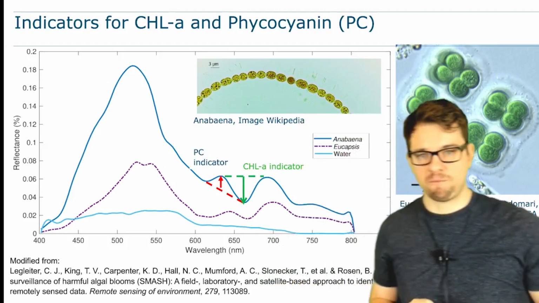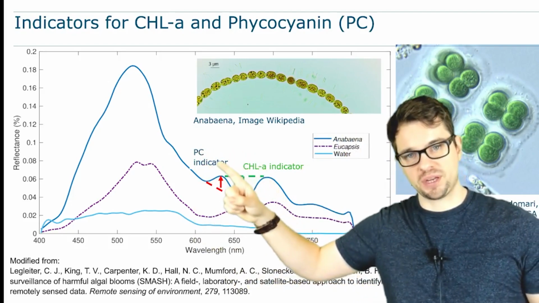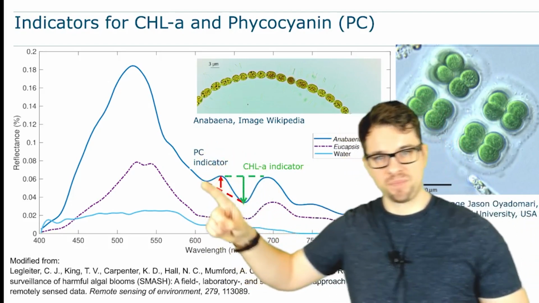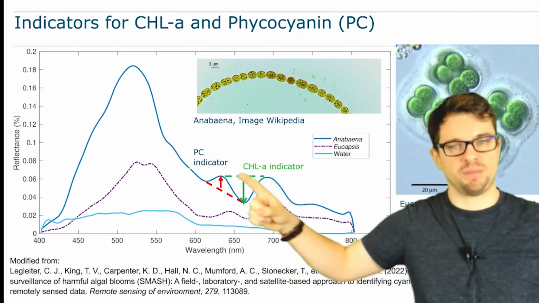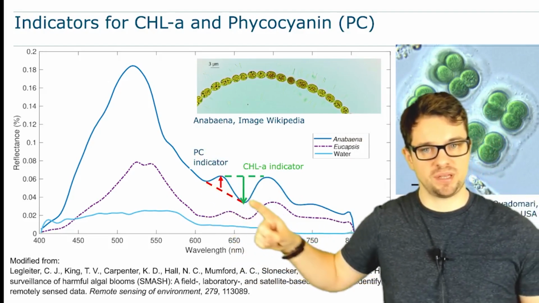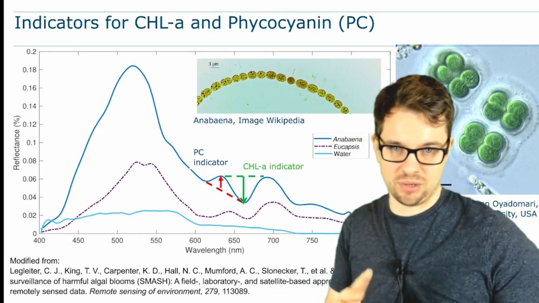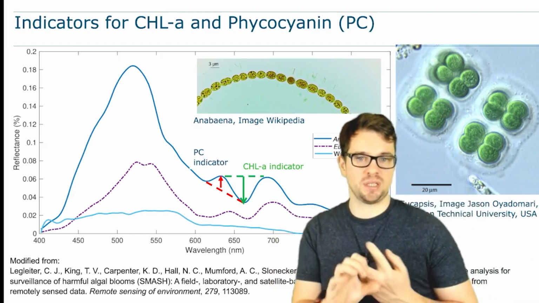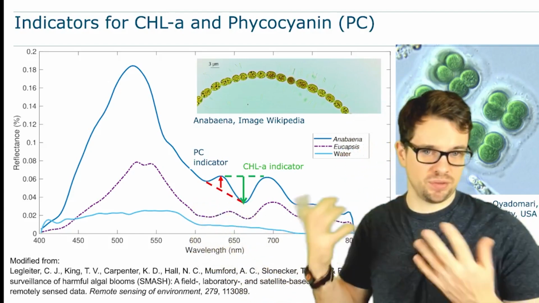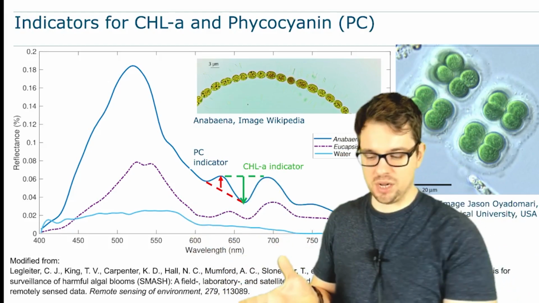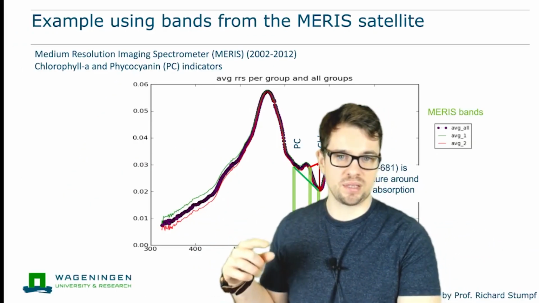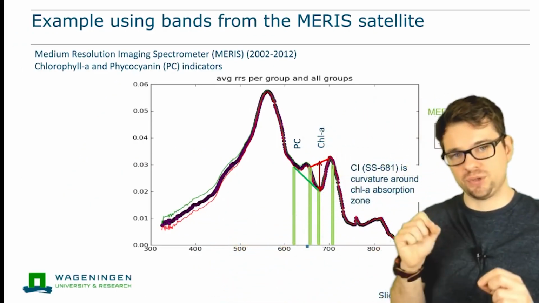And here's an example where you can design a phycocyanin indicator and a chlorophyll A indicator, basically by using spectral shape indices at specific bands that then need to be aligned with your sensor. So knowing the bands of your sensor is important, and knowing the chemistry of the photosynthesis in your algae is important, to then design spectral indices specifically for these use cases.